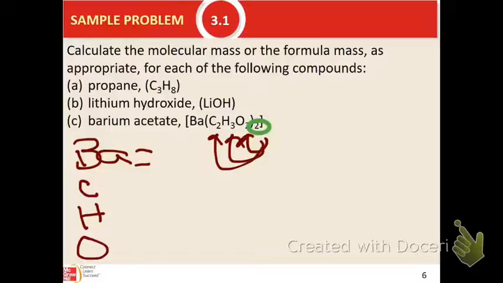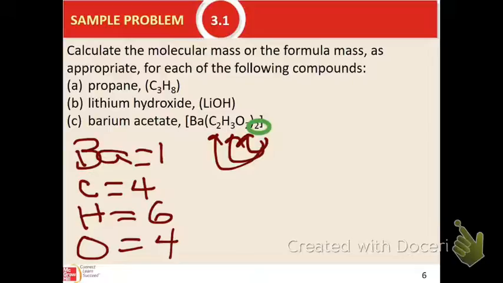How many bariums are there? 1. How many carbons are there? Well, there's 2 times 2 is 4. See that? How many hydrogens? There's 3 there times 2 is 6. And there's oxygen. There's 2 here times 2 is 4. So you have a total of 4 oxygens.